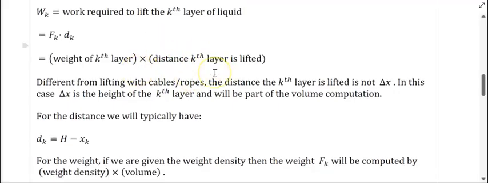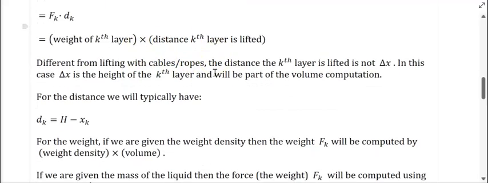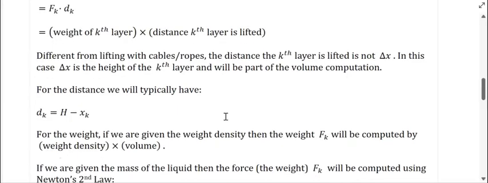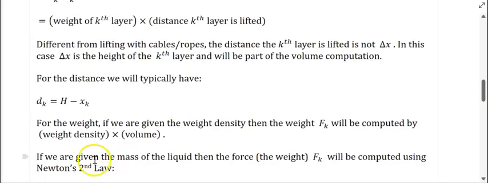The distance that we're lifting, as we had in the picture above, is oftentimes going to be your height minus x sub k. It's not going to be that perfectly for every problem. It's going to vary problem by problem, so we have to understand this process to set it up. For the weight, which is going to be the force, if we're given the weight density, then we're just going to compute the volume times the weight density.